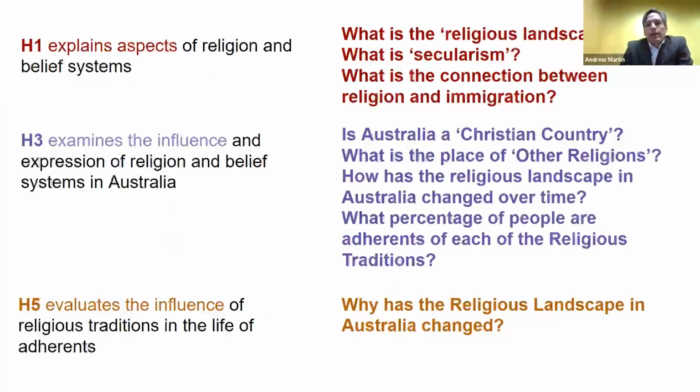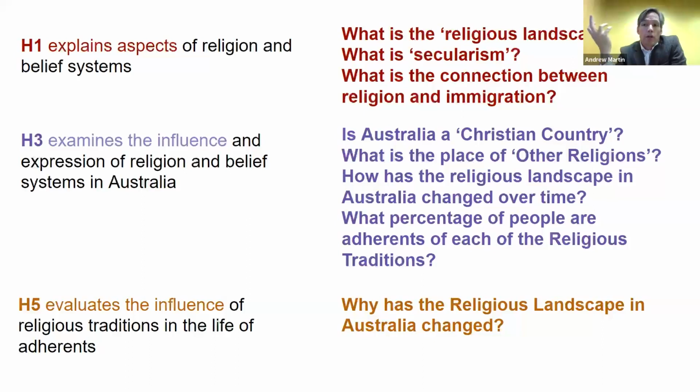Right, so looking at our syllabus outcomes, we're looking mainly at HSC outcomes H1, 3 and 5. So we'll explain aspects of religion and belief, like what is a religious landscape, what does secularism mean, what's the connection between religion and immigration. So those are key words: religious landscape, secularism, immigration.